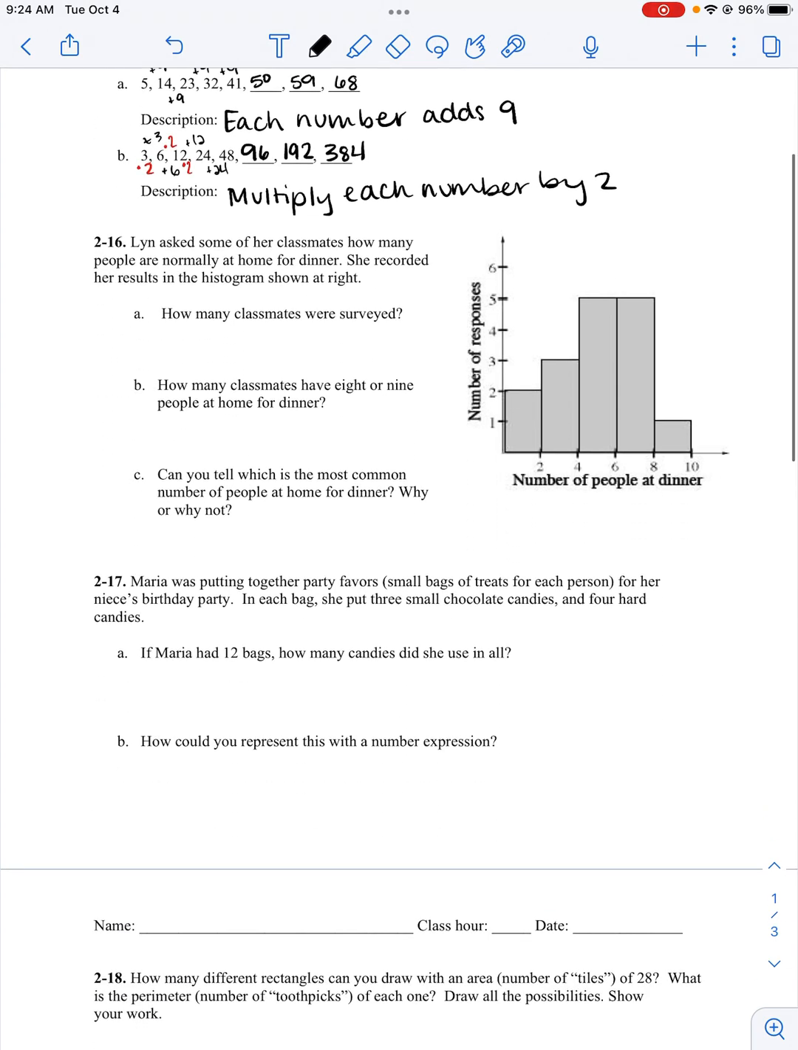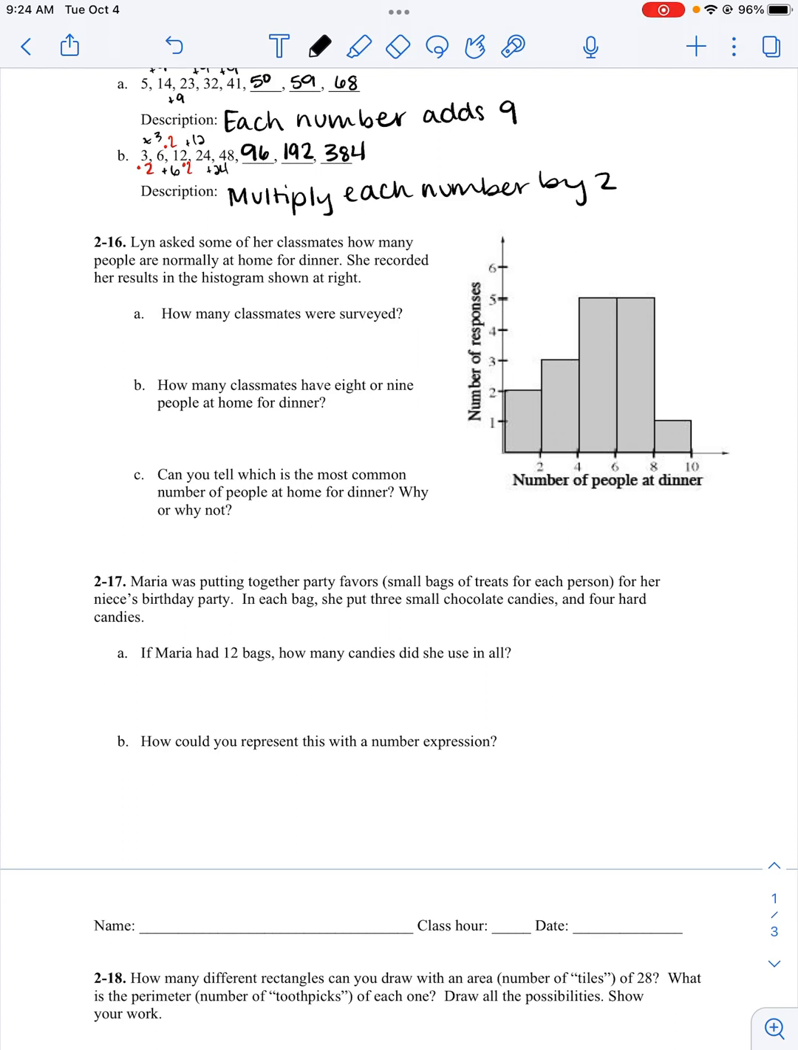Okay, for problem 16, we have a histogram here. It says number of responses and number of people at dinner. So Lynn asked some of her classmates how many people are normally at home for dinner. She recorded her results in a histogram shown at right.